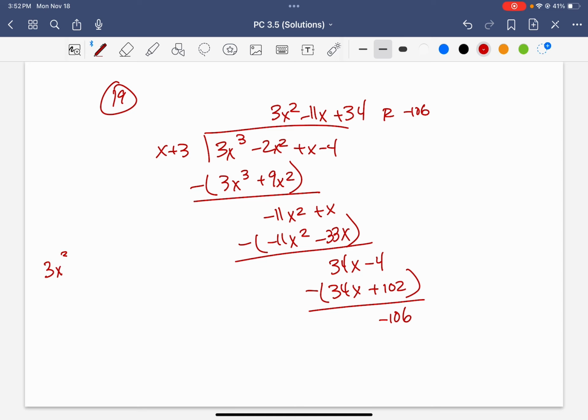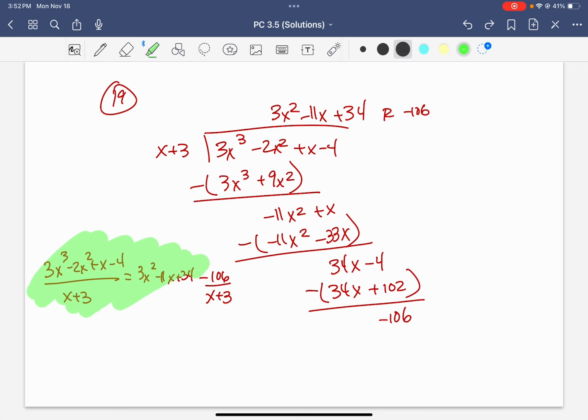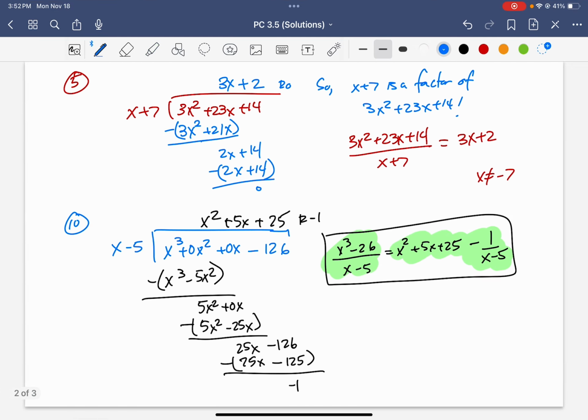And so why is that great? That means that 3x cubed minus 2x squared plus x minus 4 cut into x plus 3 pieces is just this thing. And the remainder is negative 106, and we divide that into x plus 3 pieces. So what it's saying is that ugly rational expression can be rewritten as a polynomial minus a little bit. Isn't that so cool? I think that's really cool. So that's 19. I think we can now do 20.